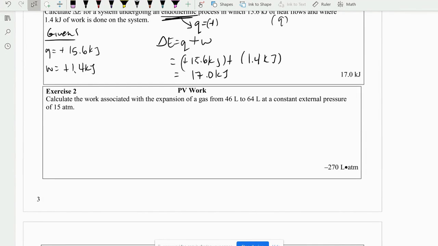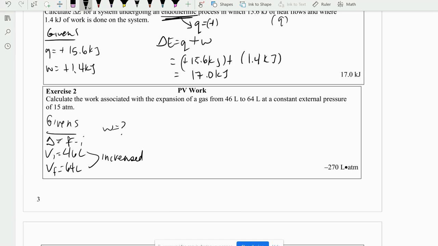Exercise 2: calculate the work associated with the expansion of a gas when we go from 46 liters to 64 liters at a constant external pressure of 15 atmospheres. Again, it's a good habit to write your givens. You do know that delta means final minus initial. You were given an initial volume of 46 liters and a final volume of 64 liters. It definitely looks like the volume increased here, right? It's asking us to calculate what the work would be. And by the way, they gave us pressure, and that was 15 atmospheres.